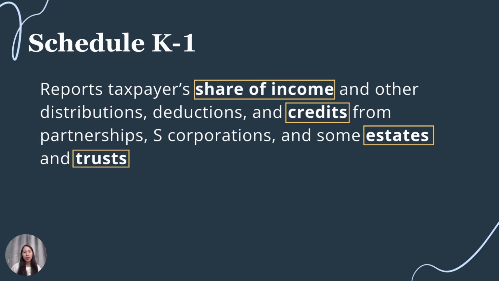So, what is Schedule K-1? K-1 schedules report the taxpayer's share of income and other distributions, deductions, and credits from their stake in partnerships, S corporations, and some estates and trusts. So if your taxpayer has a share or some sort of stake in a partnership or an S corporation, or even some estates, say they own part of a rental property, that would be where they would receive Schedule K-1 to document their receipt of all these benefits, all this income from these assets.